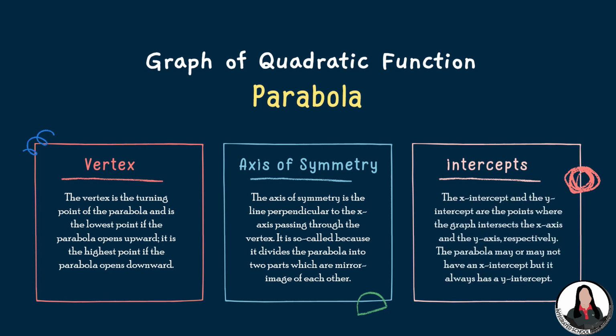Next is the intercepts. The x-intercept and the y-intercept are the points where the graph intersects the x-axis and the y-axis respectively. The parabola may or may not have an x-intercept, but it always has a y-intercept.